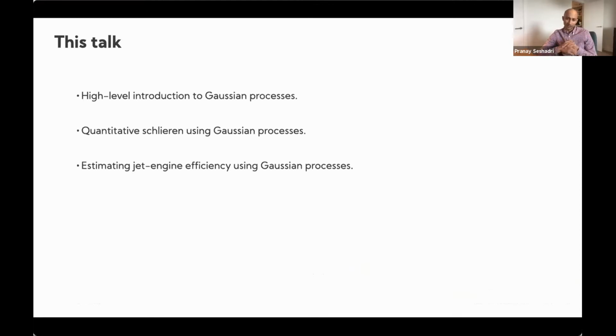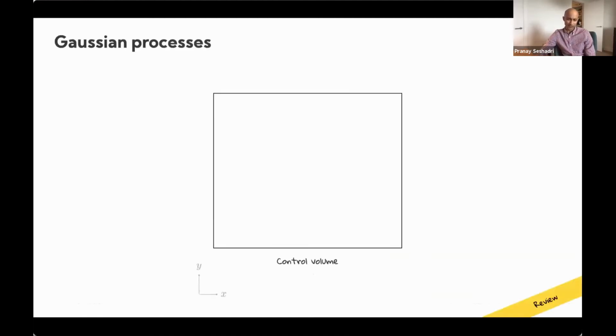So this talk is really broken up into three subtopics. There's a high-level introduction to GPs, and two case studies, the first of which is a quantitative Schlieren using GPs, and the second is estimating jet engine efficiency, once again using Gaussian processes. So at a very high level, I'm going to try to introduce Gaussian process regression, but perhaps motivated from the physical problem rather than from the underlying machinery.